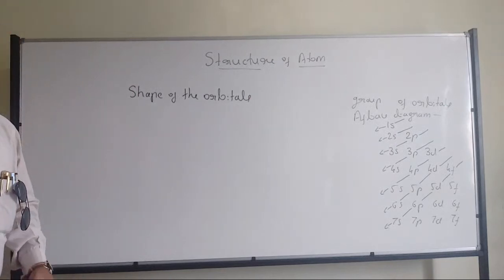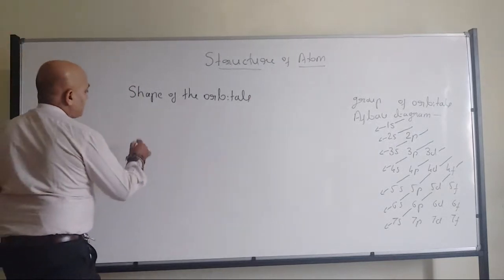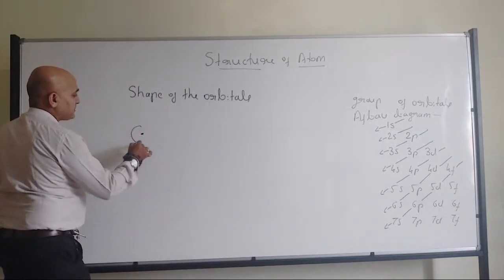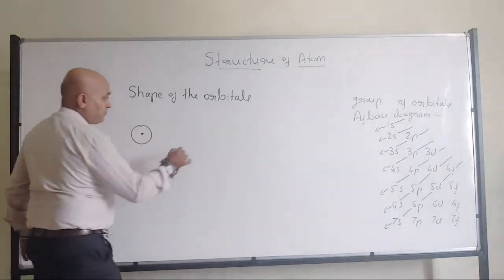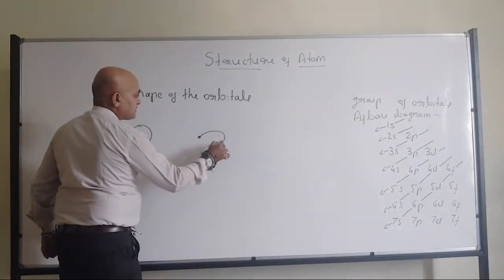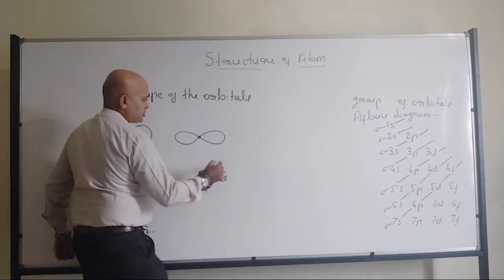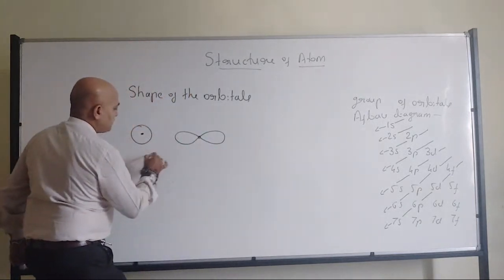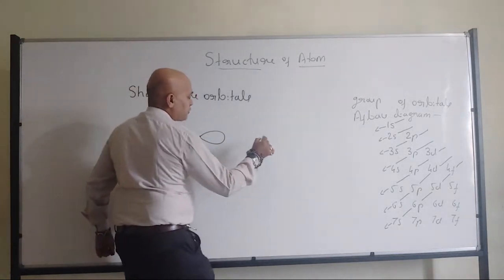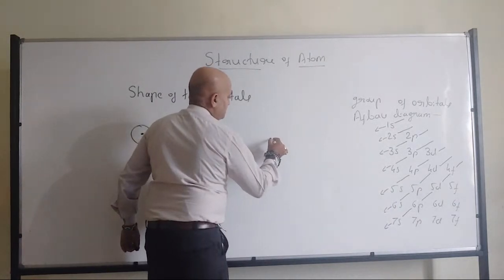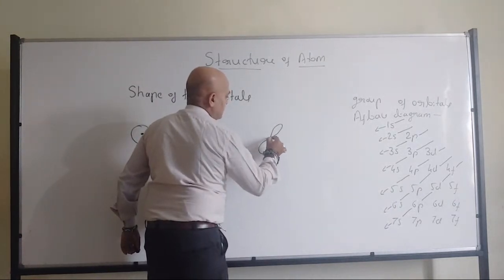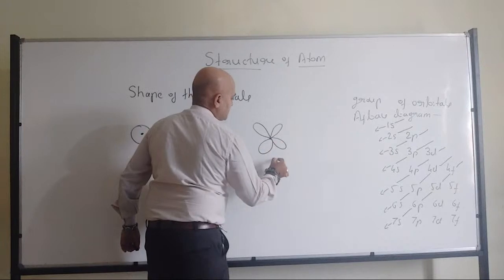With respect to shielding effect. For example, I have the s subshell, which is spherical in shape, and the p subshell, which is dumbbell in shape. Then I have the d subshell. I will not go with f. I have the d subshell, and this is where we have the d subshell.